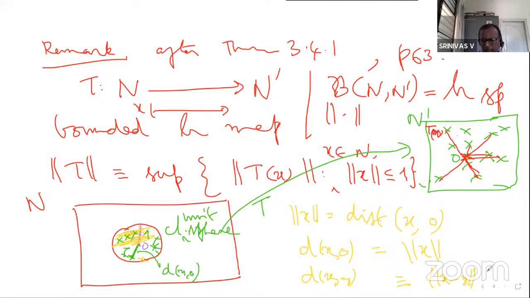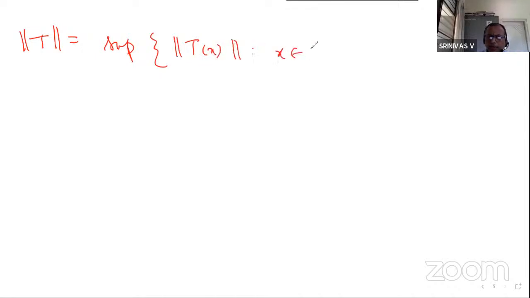Then we'll bring in three more constants. Norm T is defined as the supremum of norm Tx such that x belongs to N, norm x is less than or equal to 1. Norm T is defined with this.